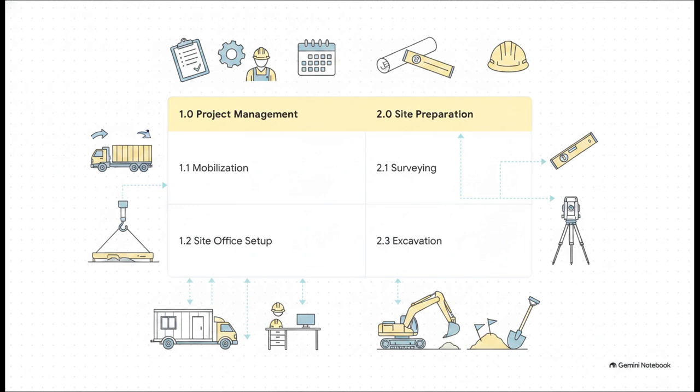Now, the real magic happens when we drill down to the next level. Let's look at those first 2 sections. So 1.0 project management breaks down into actionable packages, like 1.1 mobilization, which is physically bringing personnel and equipment to the site, and 1.2 site office setup. Meanwhile, 2.0 site preparation is divided into tangible, schedulable activities, like 2.1 surveying and 2.3 excavation. We're taking these massive, broad concepts and turning them into real, specific work.